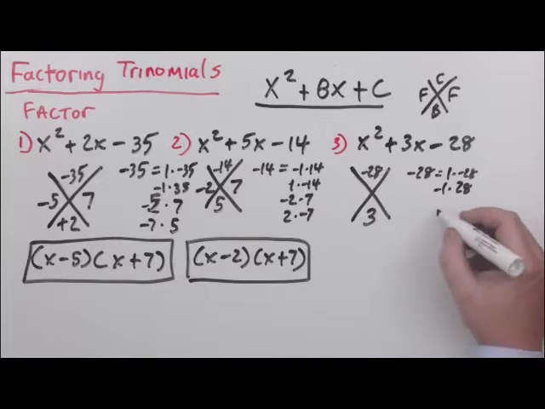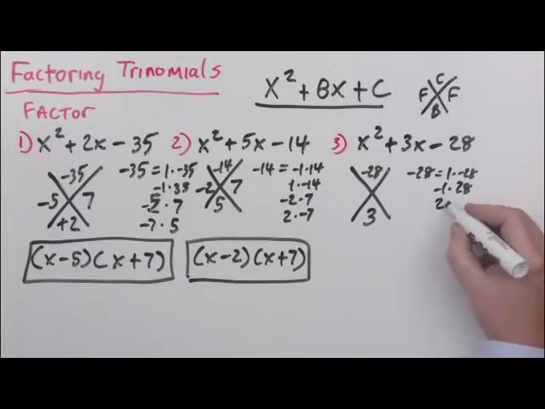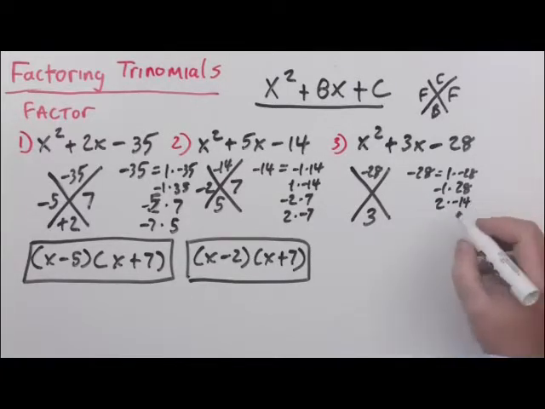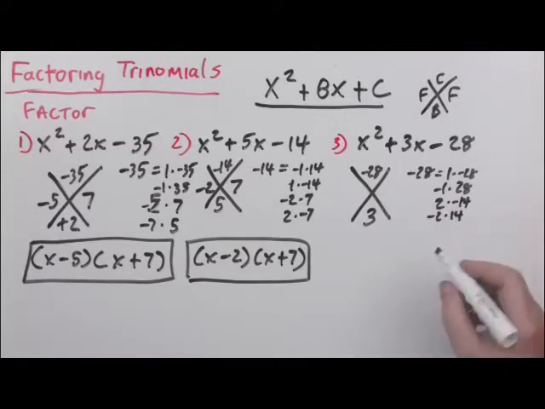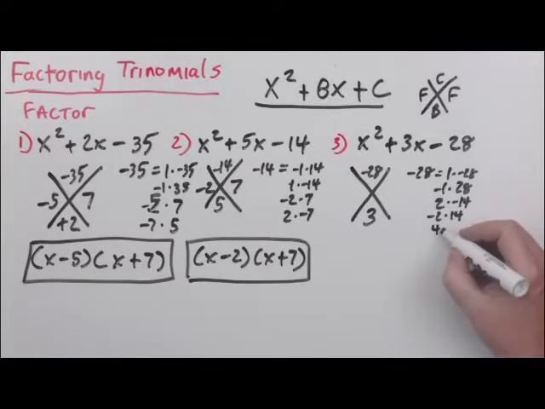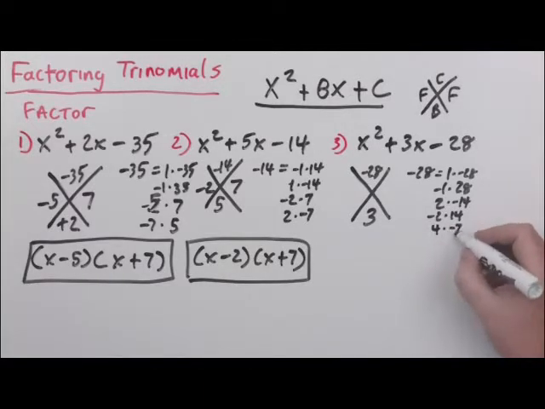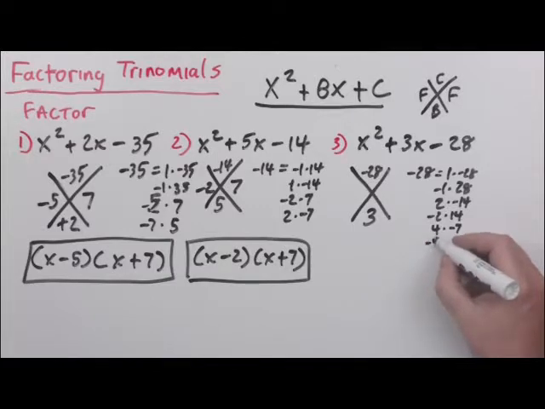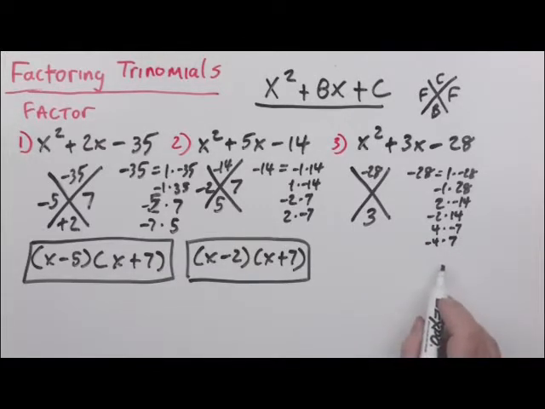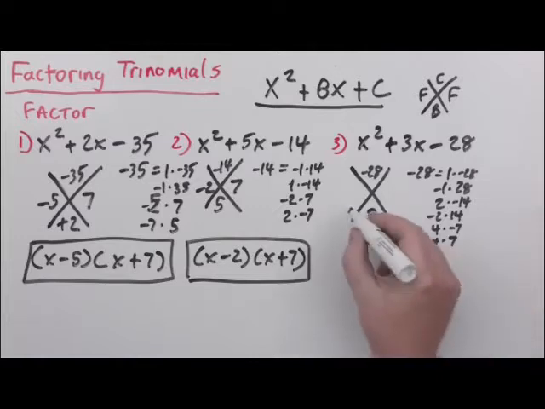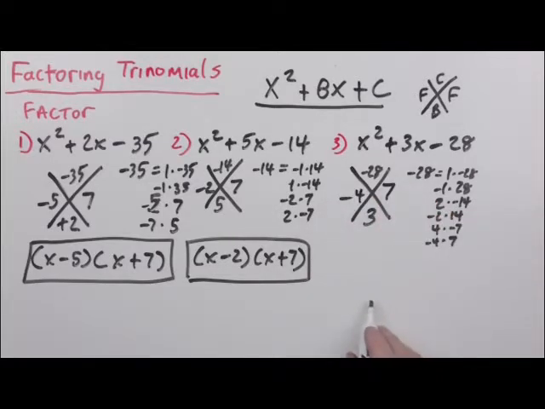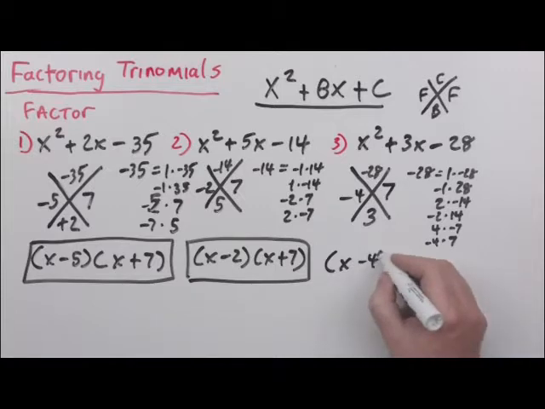Let's start thinking. What else multiplies? 2 times negative 14. No, that's not going to add to 3. Negative 2 times, no. What else multiplies to negative 28? Well, we did 2. Well, 3 doesn't. Let's try 4. 4 times negative 7 adds to negative 3, so it's going to be negative 4 times 7. So that is my factor, negative 4 times 7. And there's my factor, x minus 4 and x plus 7.